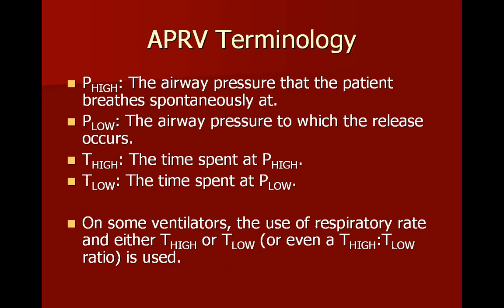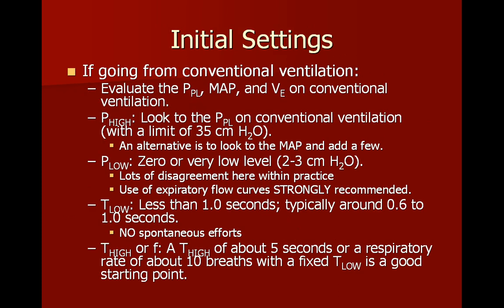The terms that we end up setting these patients on: two pressures, P high, P low. They're breathing spontaneously at the P high. When it's released, it goes down to the P low. And then there's two times. How much time am I spending at the P high, and how much time am I spending at the P low? Some ventilators, and I'll give you the example of the 840 because that's where my familiarity is, don't have a T high, T low distinction. They use respiratory rate as an option. So I'll kind of explain that one.